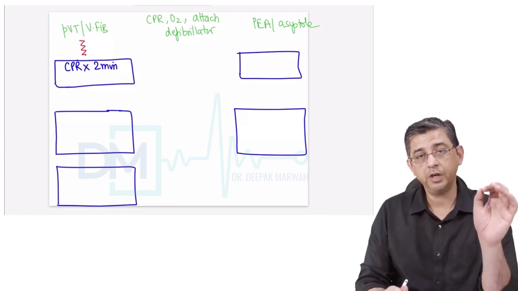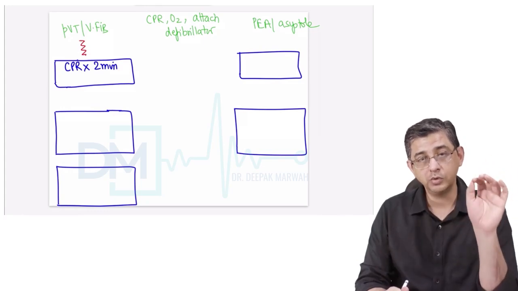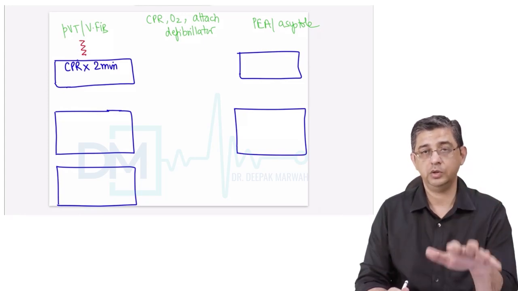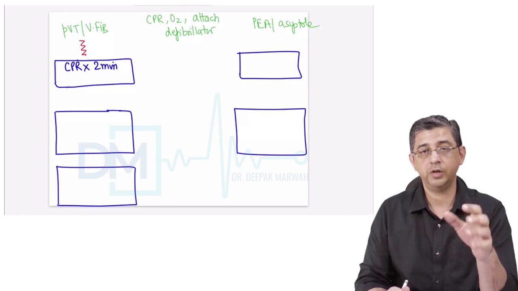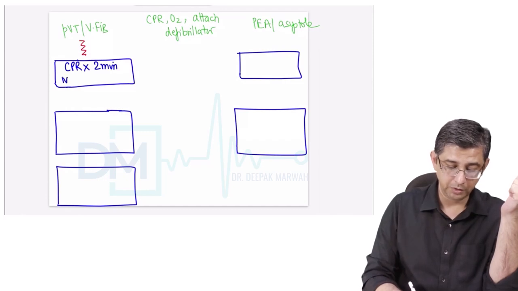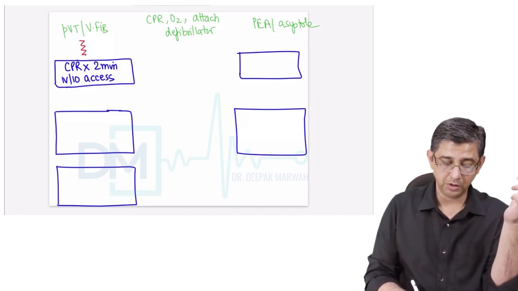So I will instruct my team member not to look at the monitor and check for response. Rather, he is supposed to give another 2 minutes of high quality chest compression to ensure blood supply to vital organs, especially the brain. Another team member will be instructed to obtain an intravenous or an intraosseous access, which should be as close to the heart as possible. I am assuming the worst case scenario that this DC shock has failed.